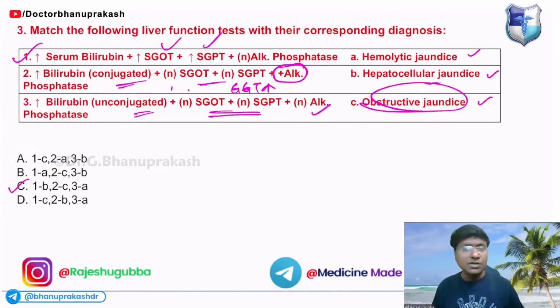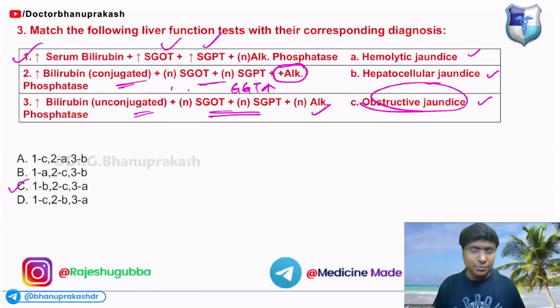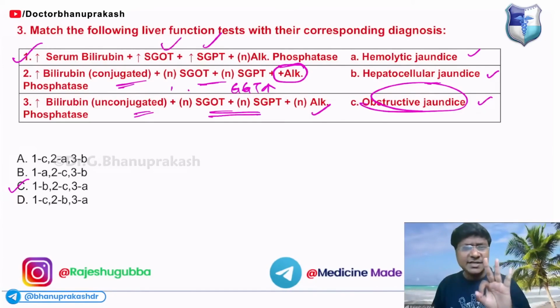Hemolytic jaundice: unconjugated bilirubin elevated, remaining everything normal. Hepatocellular jaundice: conjugated bilirubin elevated, SGOT, SGPT elevated, alkaline phosphatase normal. Obstructive jaundice: conjugated bilirubin elevated, SGOT, SGPT normal, because the problem is outside the liver, and the obstructive pathology markers, alkaline phosphatase and gamma GGT, are elevated. So if you know these three things related to jaundice, that is more than enough, right?